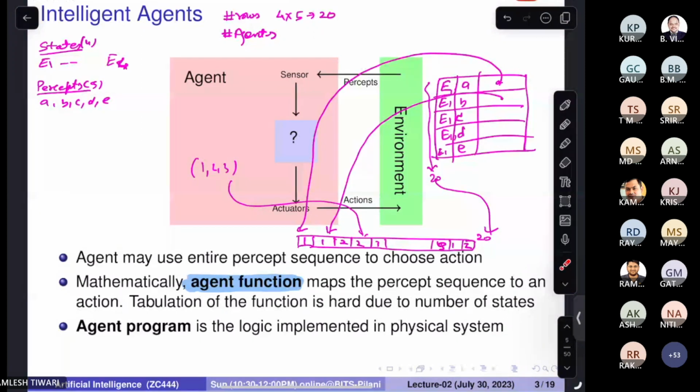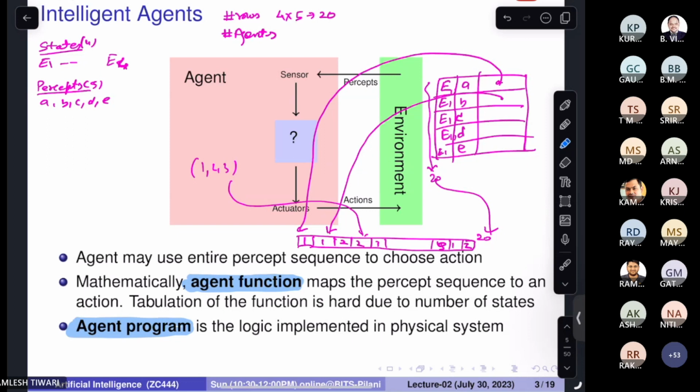This particular table has a special name called agent function. When you have created this particular function, after that you would be implementing it into the program. And when you write the program, it is called the agent program. Nothing more than this. When it is implemented in terms of the logic, it is called the agent program.